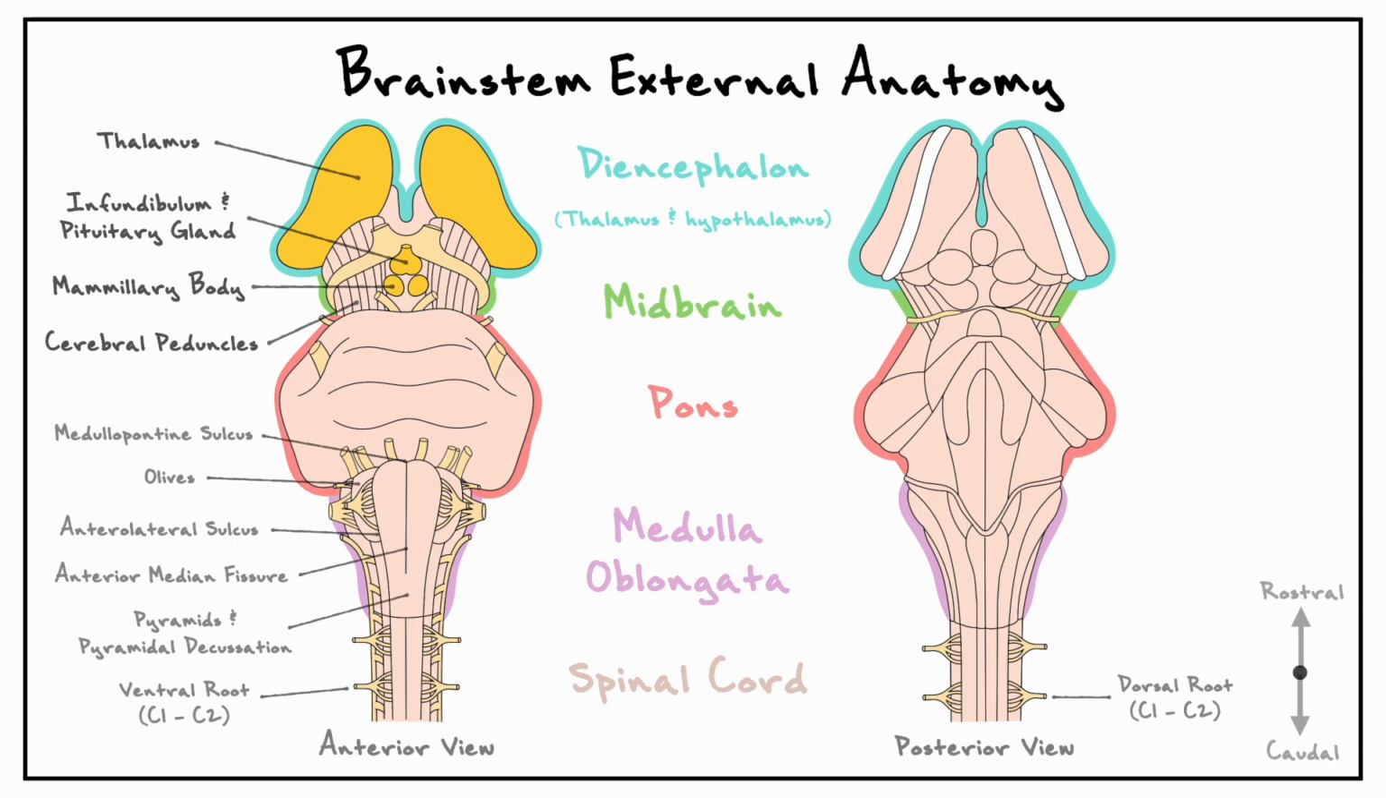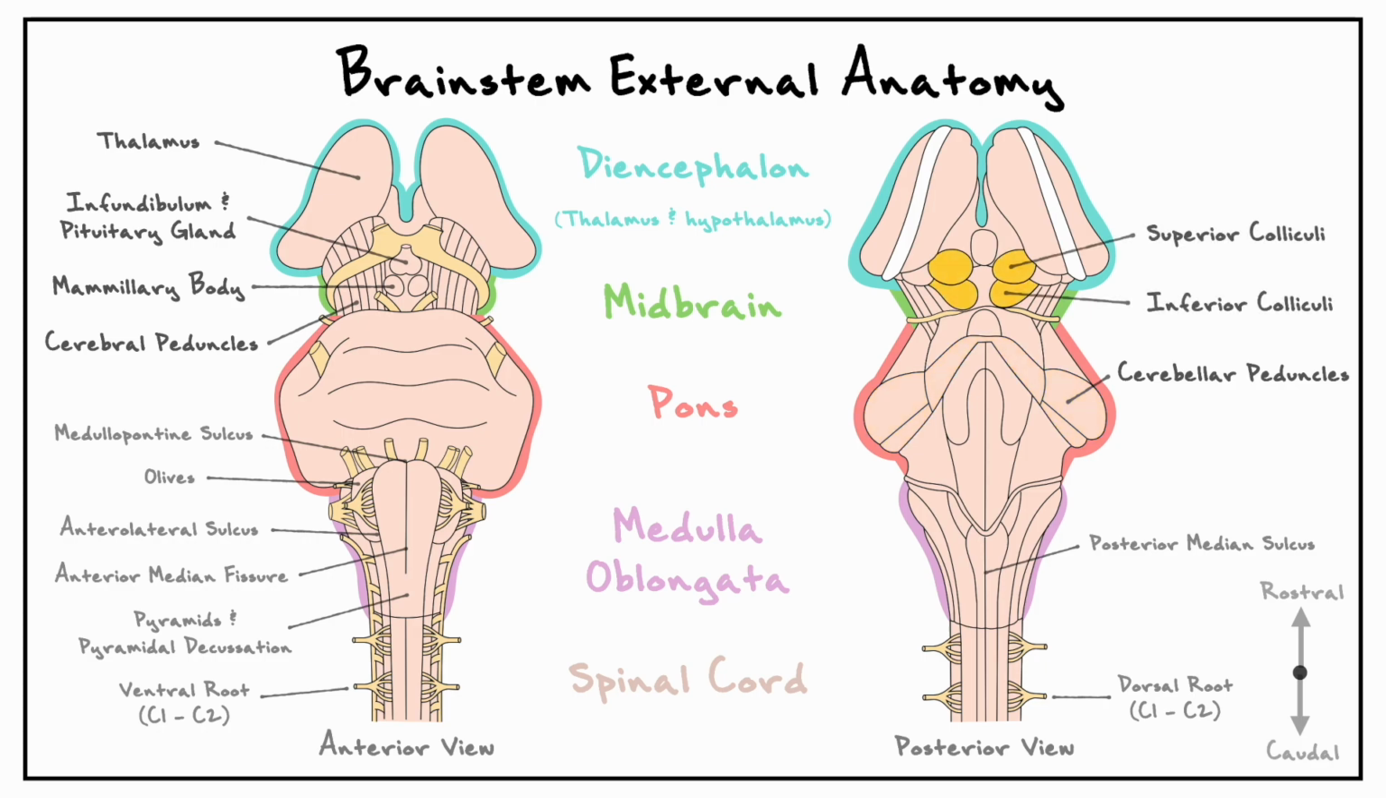Now, when it comes to the posterior view, in the medulla, it is important to point out the posterior median sulcus that medially separates the two sides. More rostrally in the pons, an important structure is the cerebellar peduncles that connect the brainstem, brain, and spinal cord with the cerebellum. More rostrally in the midbrain, two of the most characteristic structures of the posterior view are the inferior and superior colliculi, which respectively help with the processing of auditory and visual information. Then, rostral to the superior colliculi, we have the pineal body, which is an important structure of the hypothalamus.